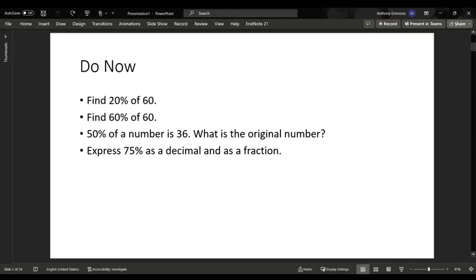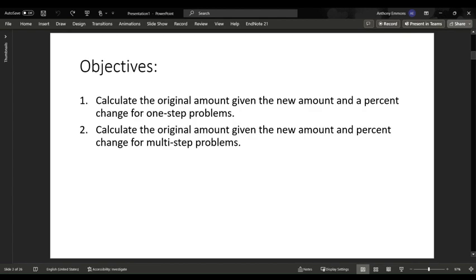Similarly, 50% of a number is 36. What's the original number? Do they know to divide by 0.5, or do they sort of reason through it? Well, if half of a number is 36, what's the original, and know to double? How do they figure these things out? And then the last question, just trying to see what they know: 75% as a decimal, 0.75, as a fraction, 75 hundredths, 3/4, etc.